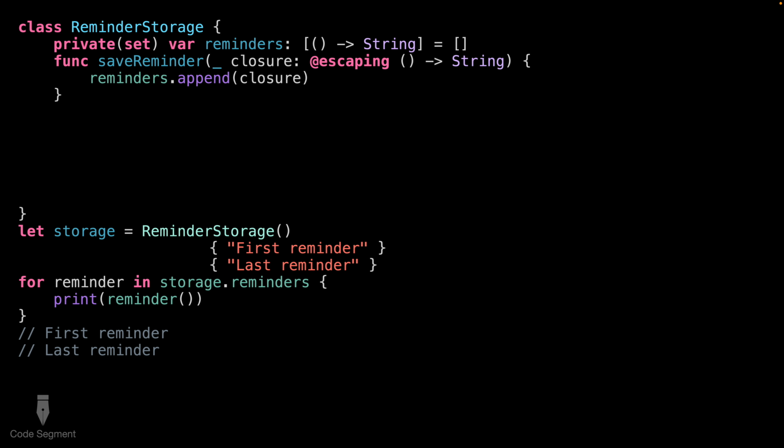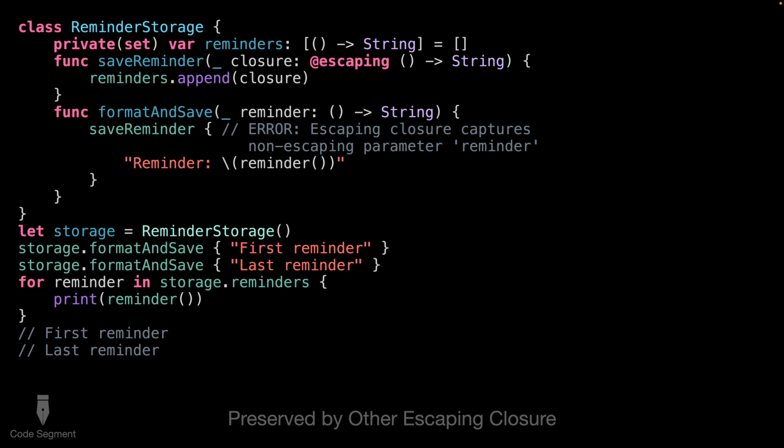All right, so we can also escape closures not just by storing them inside of a property or something. If they get used within another closure that is escaping, then they are also escaping. It's a prison break. They're all escaping together, okay? So here we have, not save reminder, this is the same function. We have a new function called format and save. So now we decided that we want to modify anything that comes in before we save it, right?